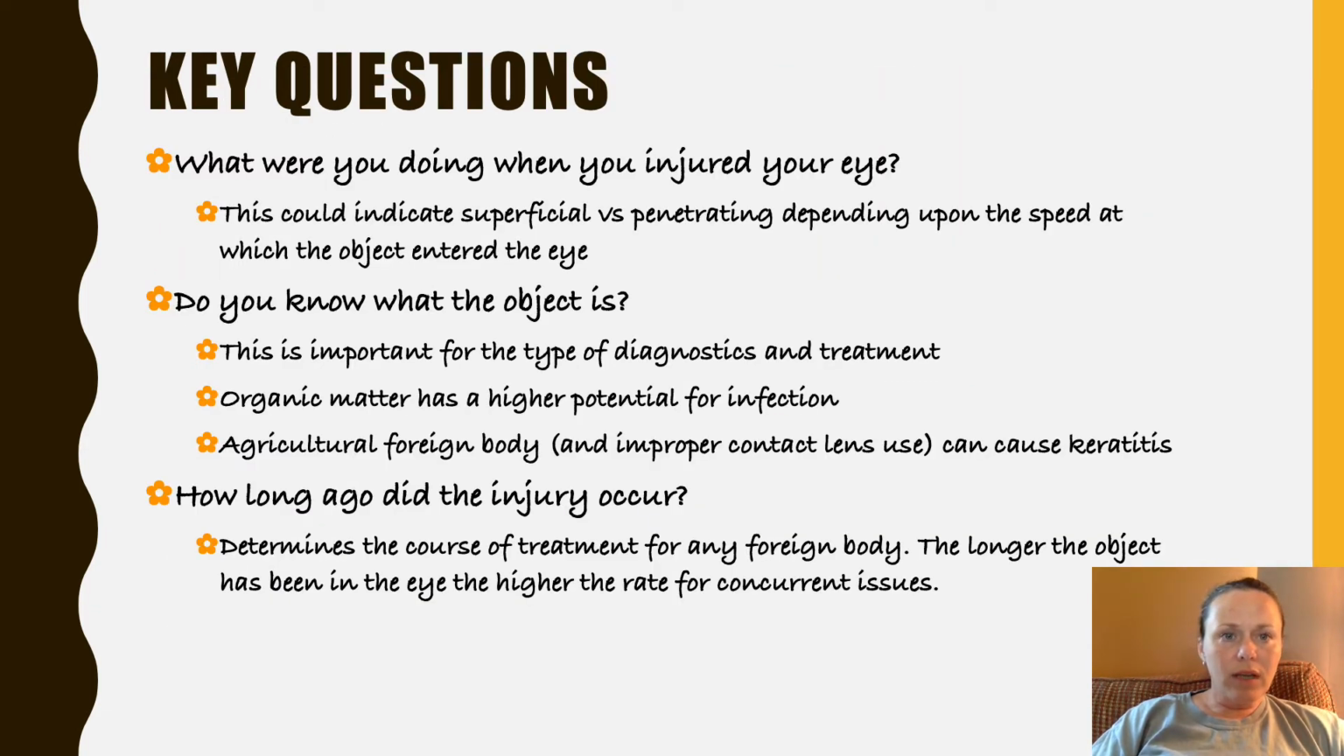Some key questions that you want to ask your patients are what they were doing when they injured their eye. This could indicate a superficial versus penetrating injury, depending upon the speed at which the object entered the eye. You want to know if they know what the object is. This is important for the type of diagnostics and treatment. Organic matter has a higher potential for infection, and agricultural foreign body and improper contact lens use can cause keratitis.